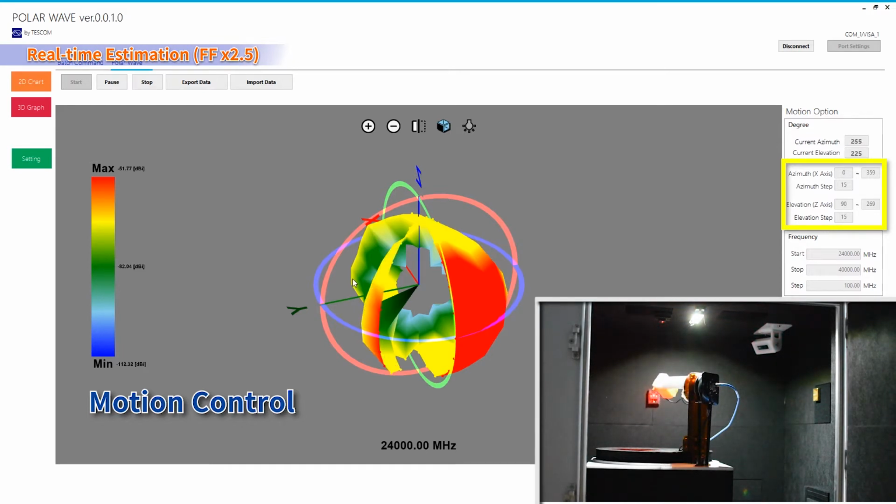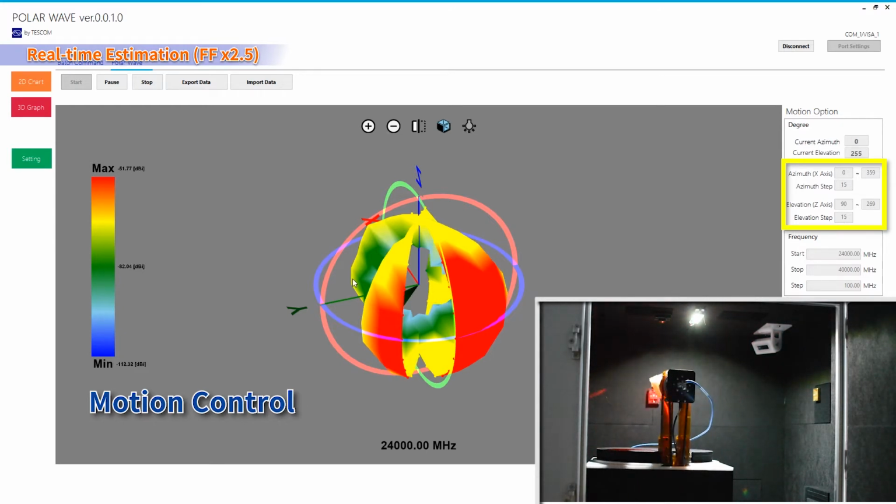Possible inputs are within 360-degree angle of azimuth and 180-degree angle of elevation. Currently, it is set to rotate by 15-degree angle for the presentation, but it's certainly possible to rotate by 1 degree or 5-degree angles as usual millimeter wave tests.